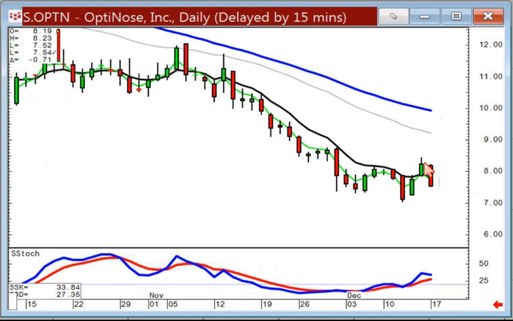If I bought here and it started trading off, what's my next thought process? I'm going to wait to see what it does at the T line. It didn't hold at the T line. I'm selling out here instead of getting out much earlier.